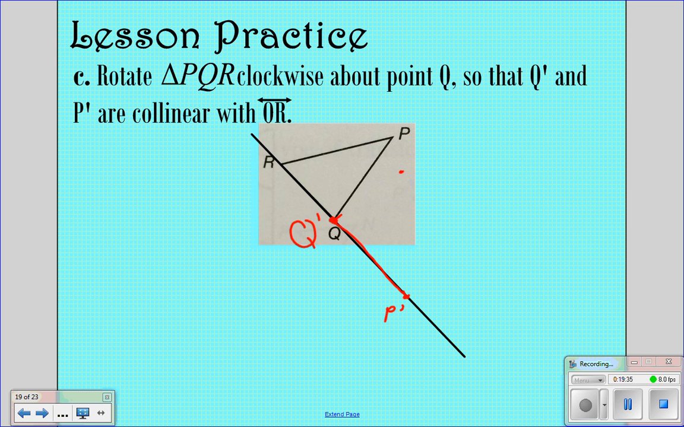And if you would like, you can actually kind of trace it on your paper. You can draw the original, and then you can kind of turn your paper and just trace it onto your paper for the next image. So that is okay with me. If you want to trace it, you don't have to try and do it completely by hand. Okay, so that would be how you would rotate that one about point Q.